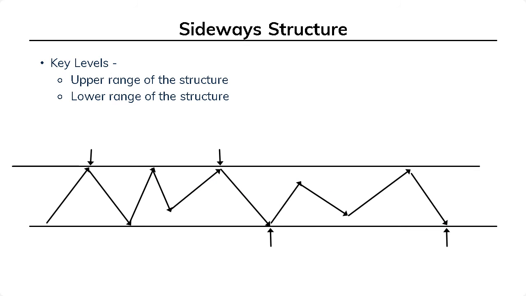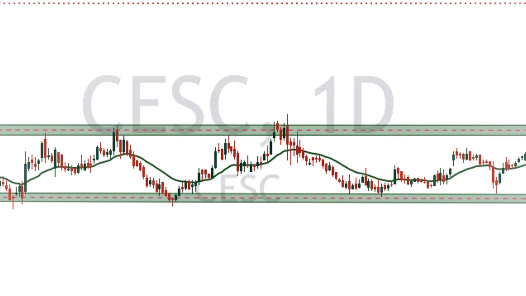Now in case of sideways structure, it's very simple. There are just two levels which we look at. First is the lower range of the structure, and the other one is the upper range of the structure. And you can clearly see that when the price comes to the lower end, we will look for buying opportunities, and when the price reaches the upper end of the structure, we'll look only for selling opportunities. Let us look at a couple of examples for this.